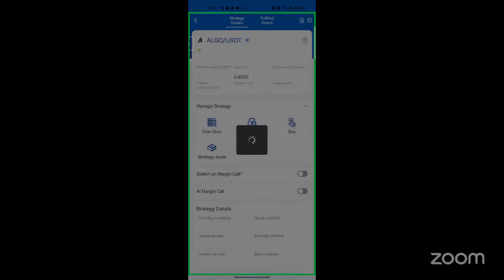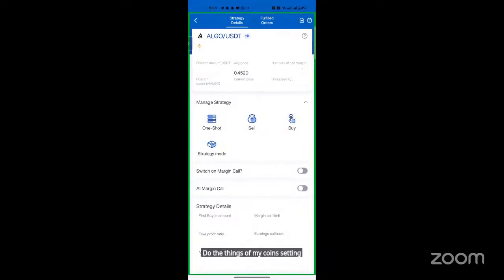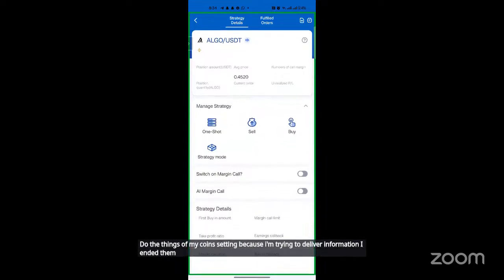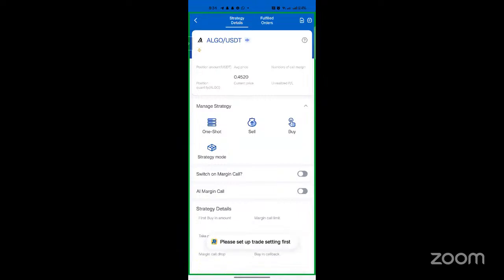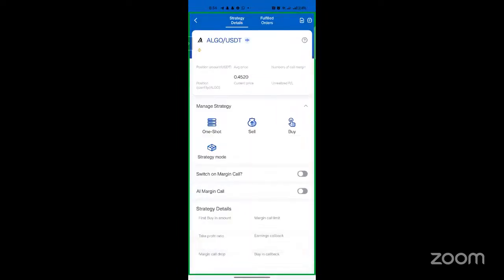Point of order. My coin must not sell. I am teaching people. If it's going to sell, then the lesson will end. My coins are selling while I'm trying to deliver information. Even my network is refusing. But when you tap on sell... my network today is very bad, sure. I don't know why.